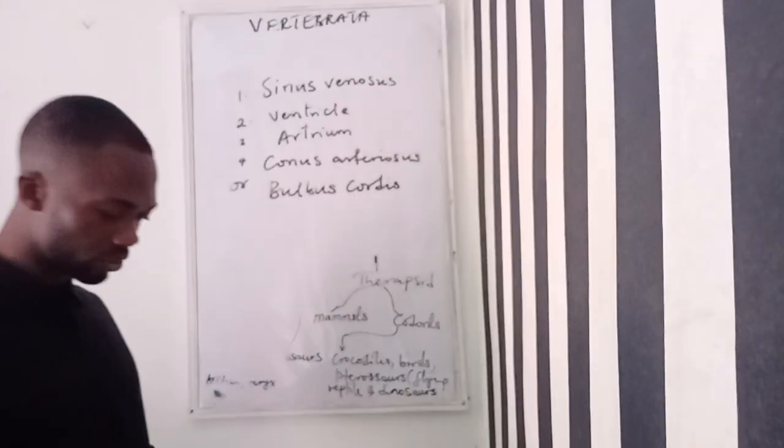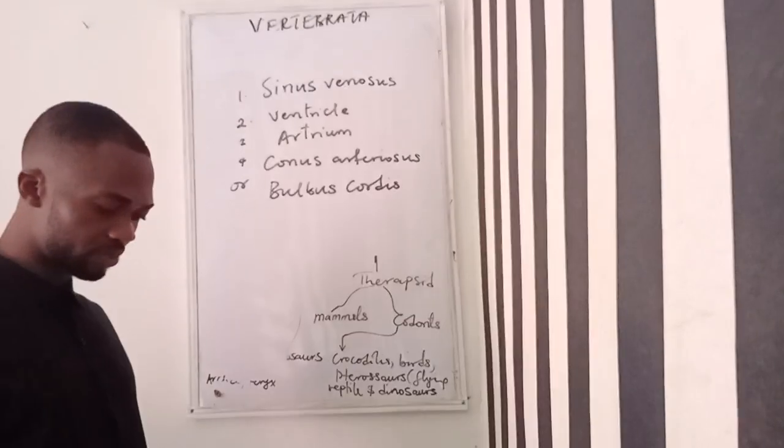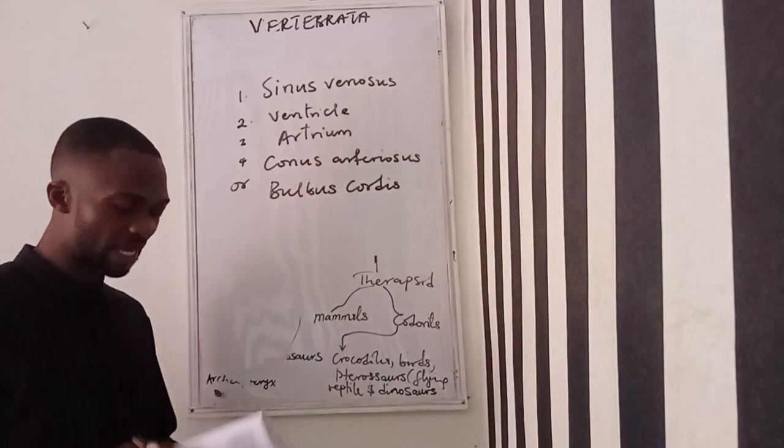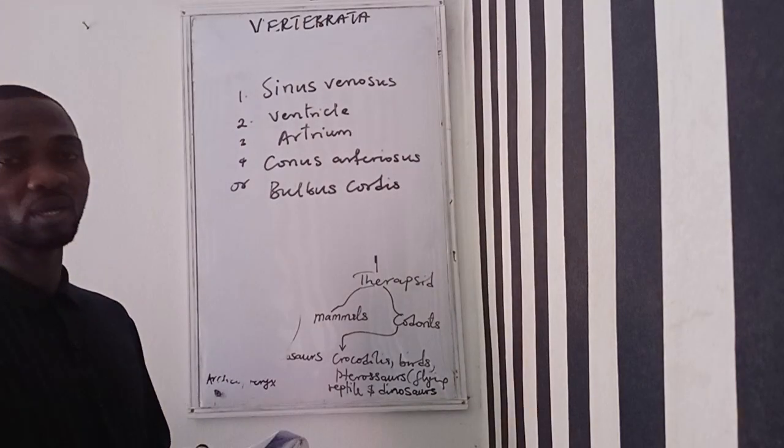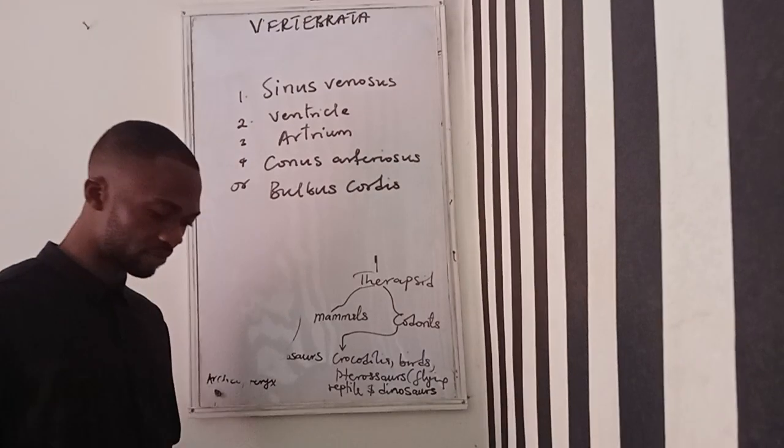Then when it comes to the respiratory system in fish, the respiratory organs consist of the mouth and the gills. The respiratory organs consist of the mouth and the gills, that is for fishes.